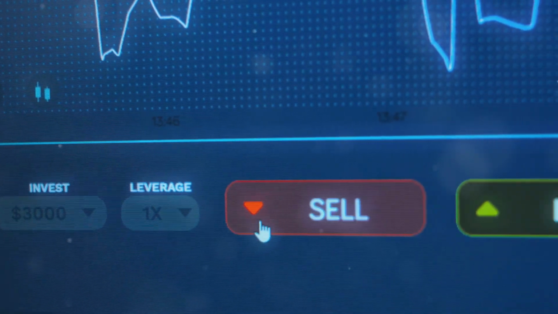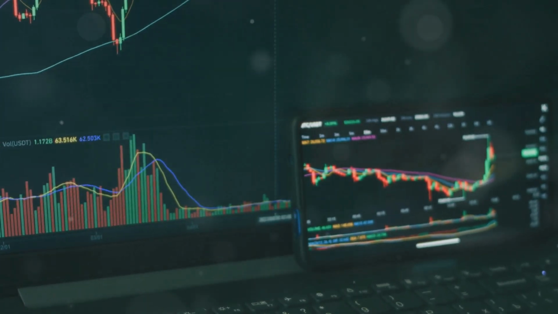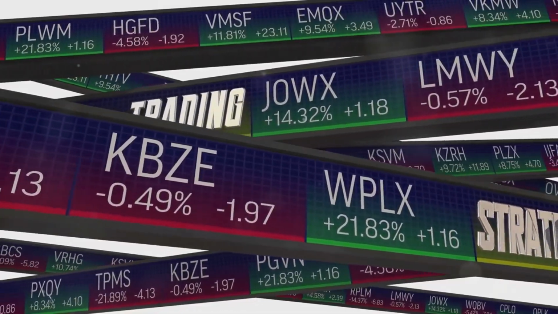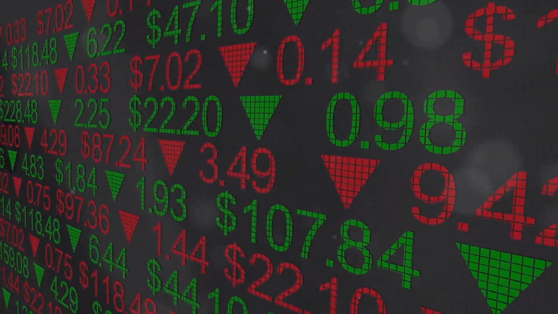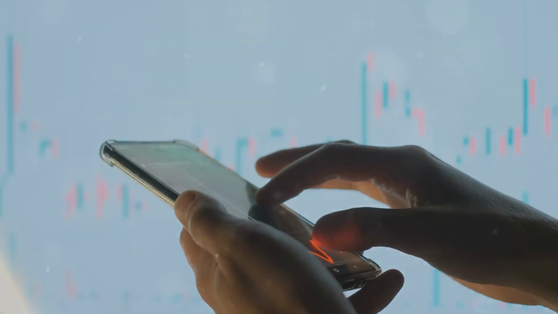Options positions. There are 4 basic positions an investor can take with an option contract. 1. Long call, buying a call option. 2. Long put, buying a put option. 3. Short call, selling a call option. 4. Short put, selling a put option.